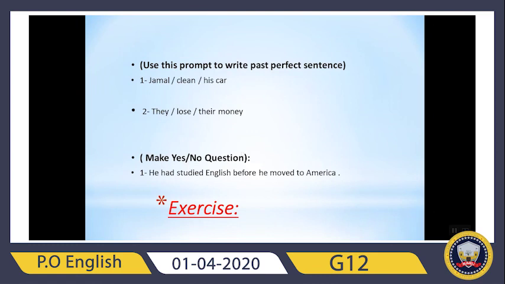Now here we have homework, so we must do it now. Use this prompt to write a past perfect sentence. As I said before, if I want to make a sentence in past perfect, then just subject, then had, then verb 3, then complete, then full stop. So this is the subject, then had, then clean will be changed to cleaned, then the object, his car. Jamal had cleaned his car. Now they lose their money. The same. They, then had, then verb 3, lost, for lose, lost their money.